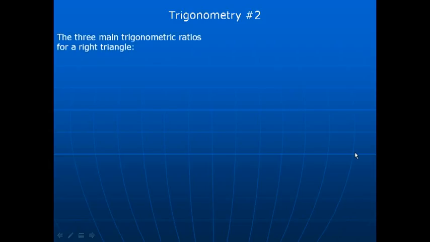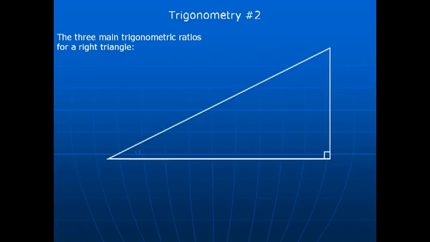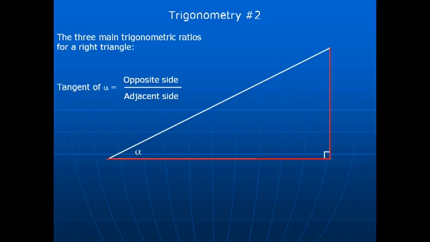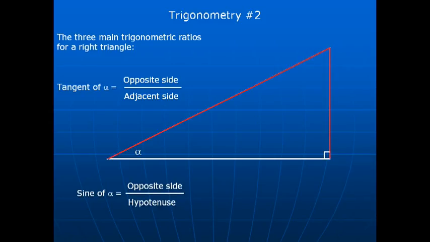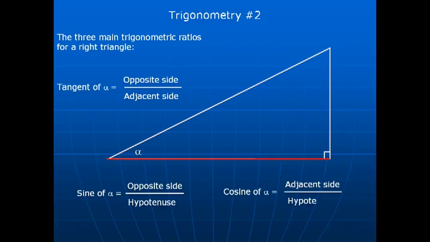Trigonometry 2, the three main trigonometric ratios for a right triangle. Tangent of alpha equals opposite side over adjacent side. Sine of alpha equals opposite side over the hypotenuse. Cosine of alpha equals adjacent side over the hypotenuse.